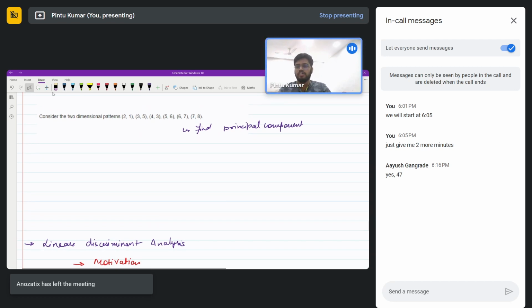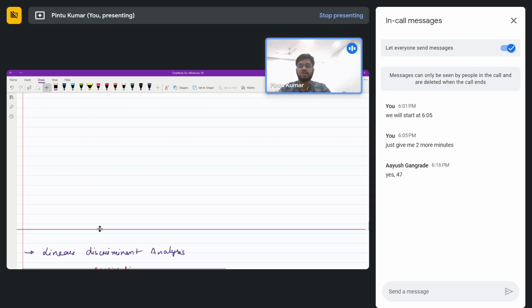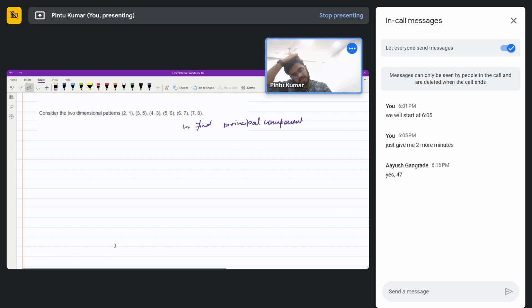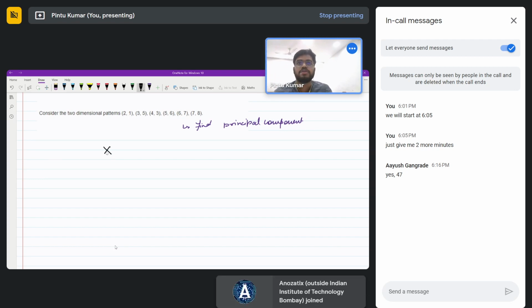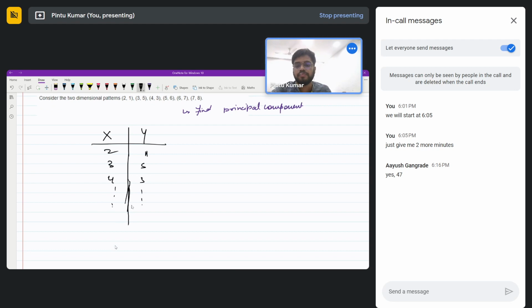So we'll move ahead. This is a full-fledged example. We'll try to solve it as much as the calculation permits. You are given a data set. You have some features x, y, and the x and y coordinate for every point is given. So 3, 5, 4, 3, and so on, 5, 6, 6, 7, 7, 8.